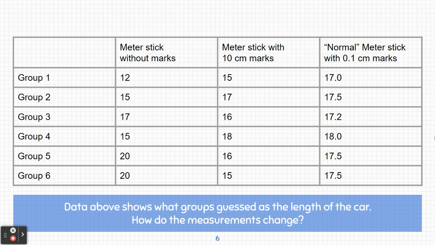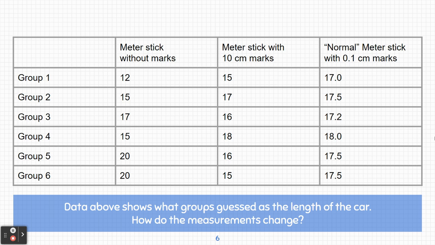Students are agreeing more. And then when I gave them the normal meter stick with the 0.1 centimeter marks, now they were giving me more digits. They were being more specific. And if they told me 17, I put 17.0. Or if they told me 18, I put 18.0.